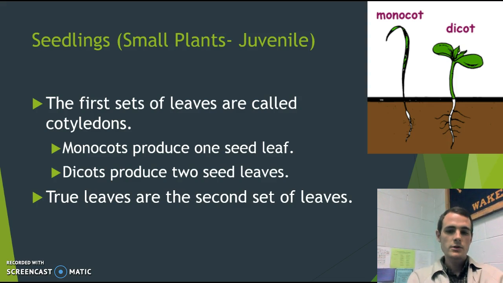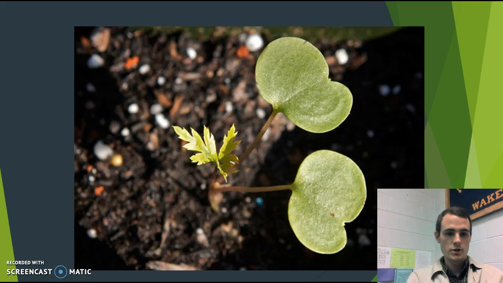True leaves are the second set of leaves to emerge. You can notice that true leaf right here in the middle. This is a dicot plant, and it has 2 cotyledons. These were the first seed leaves to emerge, and now this plant has produced a true leaf. It has emerged after the cotyledons. The rest of the leaves of this plant are going to look more like this, and they will no longer look like this.